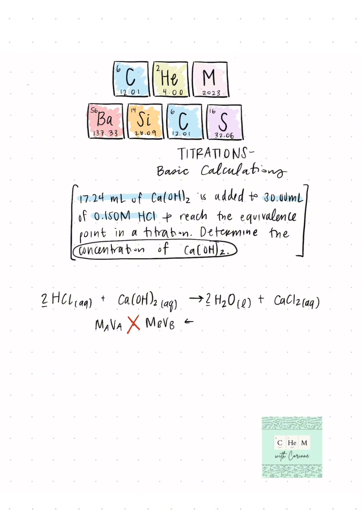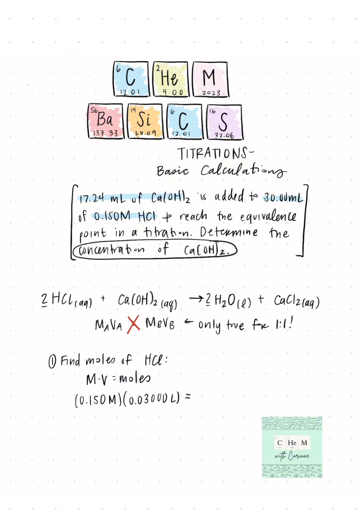Therefore, I cannot use this basic dilution equation. I'm going to have to solve for the moles. So first thing you want to do is just find the moles of your known titrant. In this case, I'm going to use molarity times volume gives me the moles, making sure to change my volume into liters. If you get a really high number for the moles, you have done something wrong, just convert that. Now I'm going to use stoichiometry to find the moles of my base.